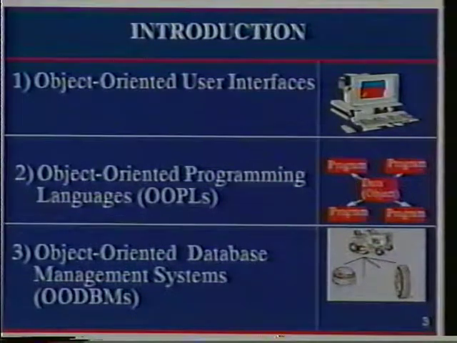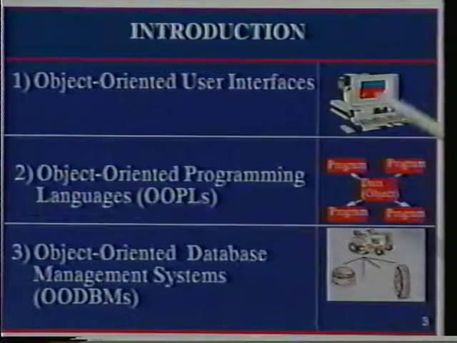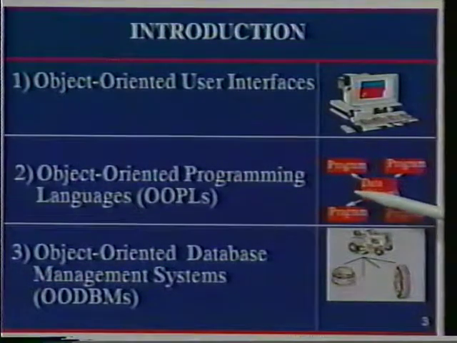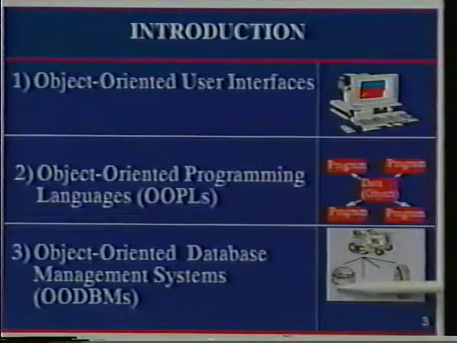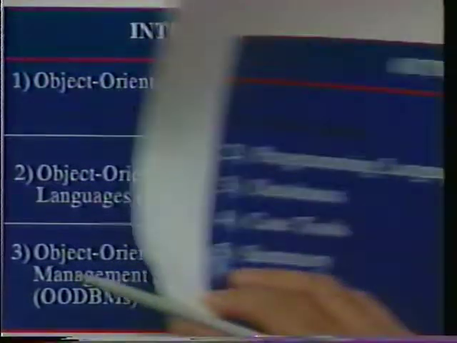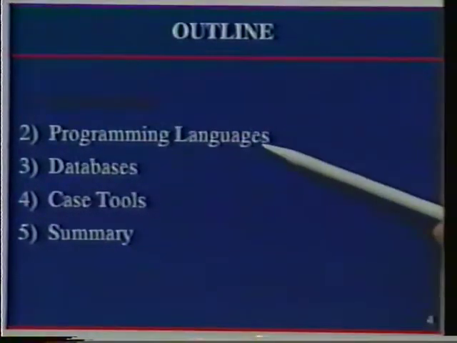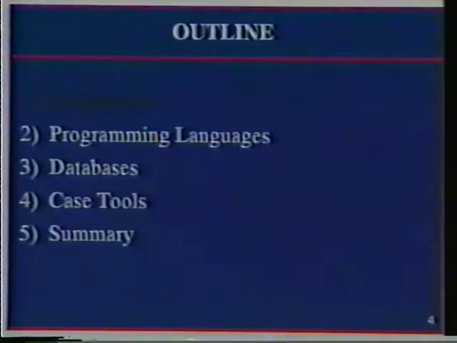In module 1, I emphasized 3 various aspects of the technology. 1 is the user interfaces, 2 is the programming languages, and 3 is the databases. We will not be going too much into detail on the user interfaces, but I will place our emphasis more on object-oriented programming languages and object-oriented databases. First, the programming languages.